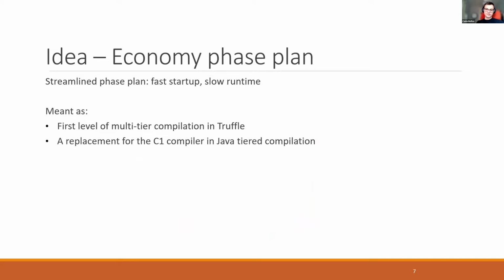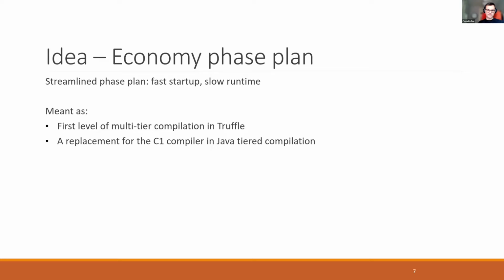And for those instances, the Graal compiler has what is called the economy phase plan that presents a more streamlined phase plan. Only the necessary phases are applied. And that is done in an attempt to trade off quicker compilation times for a slower program at runtime. This is already used in Truffle.